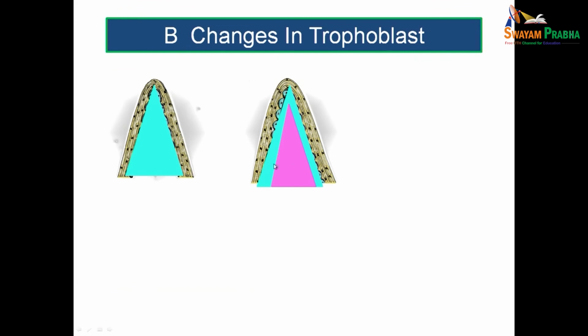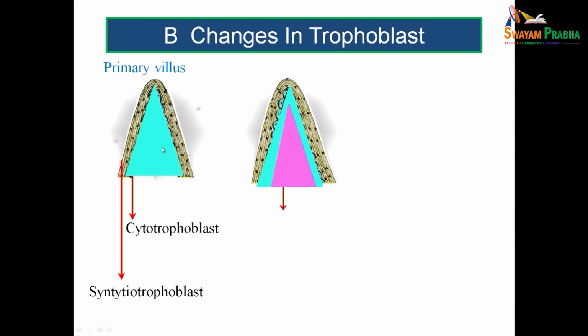Now, let us see what is happening to the primary chorionic villi. This is a schematic representation of a chorionic villus. This is the syncytial trophoblast, and inner to it the cytotrophoblast is extending into the syncytial trophoblast as finger-like extensions. So, we have an outer syncytial trophoblast and an inner cytotrophoblast. This finger-like extension is known as the primary villus.